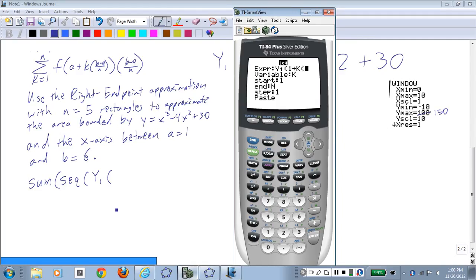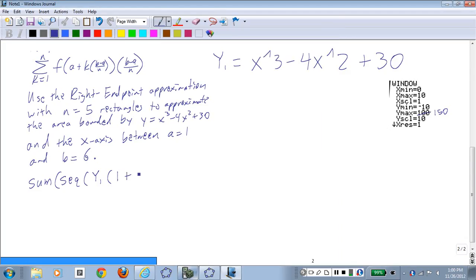And let me catch up with myself over here. It's going to be y sub 1 of 1 plus K, and then let me show you what I want this to look like, times B, and it's not B, is it? It's 6 although my b's kind of look like 6's. 6 minus 1, close the parentheses, divided by n. I'm going to go with capital N there. And then close the parentheses, and that's y1 of all that.